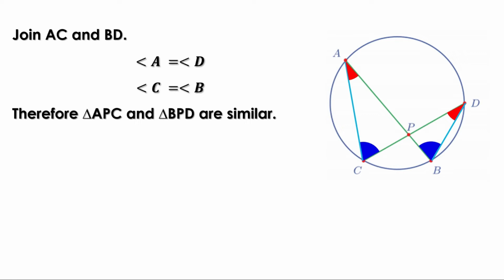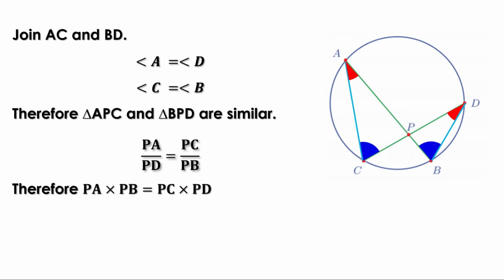When two triangles are similar, the sides are proportional. These two are a pair of equal angles. Opposite to them are PA and PD. These two are another pair of equal angles. Opposite to them are PC and PB. Therefore, PA by PD equal to PC by PB. Now cross multiplying we get PA into PB equal to PC into PD.